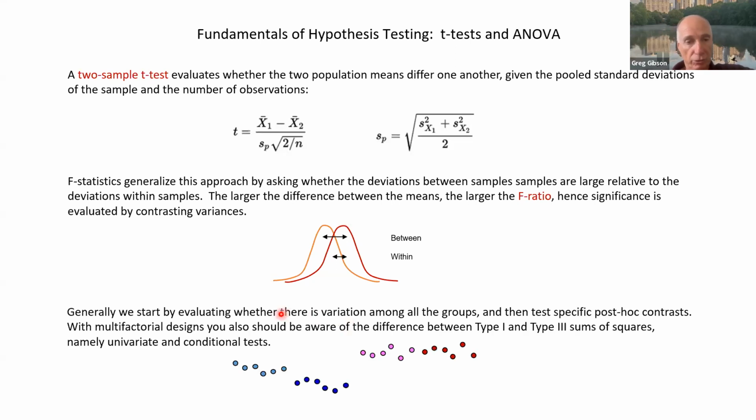Okay. So generally, you would start by evaluating whether there's variation among all the groups. So in classical analysis of variance, the right thing to do is to say, okay, well, here are my 4 groups. So I've got B cells and T cells, healthy and COVID, but I've got 4 possible contrasts. To me, the correct way to approach this is to say, are there differences among those 4 groups? And if there are, then go in and do post-hoc contrasts.